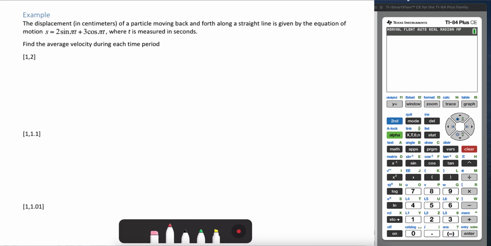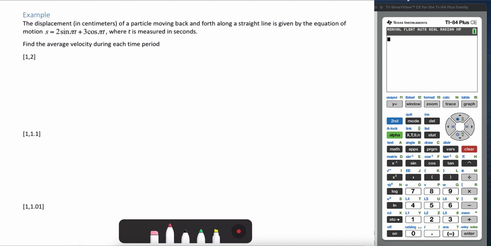The displacement of a particle moving back and forth along a straight line is given by the equation of motion s equals 2 sine pi t plus 3 cosine pi t, where t is measured in seconds. Find the average velocity during each time period.